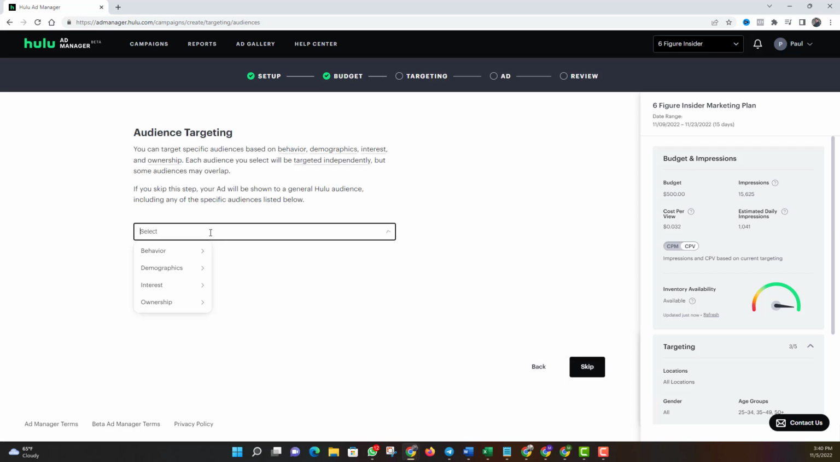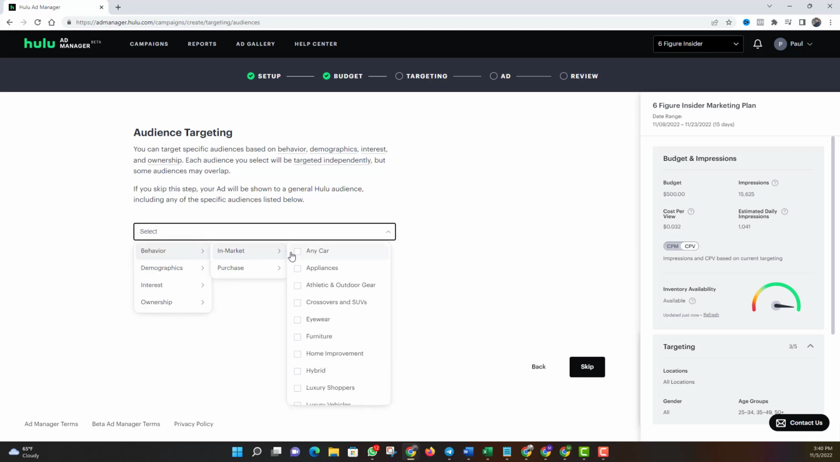And now let's go to audience target. So this is where we can get specific. This is where you can drill down to the audience targeting here. And you can target people based on behavior, demographics, interest, and those types of things. So we're going to start off with behavior.